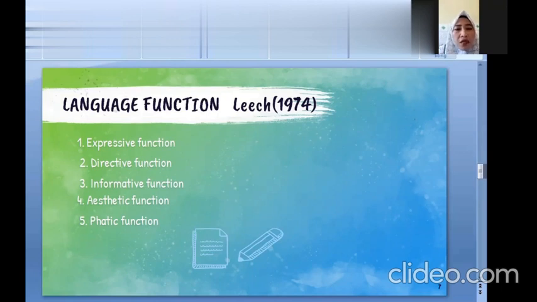The second one is directive function. It means an attempt by the speaker to get the hearer to do something. By directive act, the speaker can express comments, orders, requests, and suggestions. The third one is informative function. The function used to give information from the speaker to the hearer. It means that language can apply to both spoken and written language that can be determined as true or false.